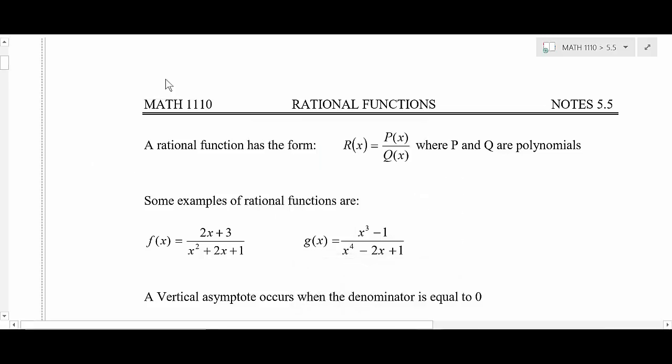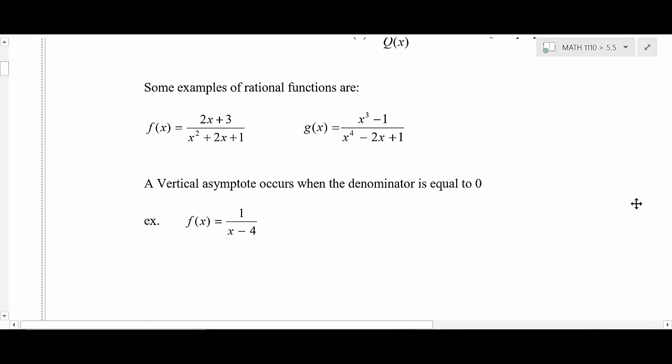So in 5.5, what we're going to do is graph rational functions. In 5.4 that we did last class, we didn't do that. We just kind of talked about the preliminary stuff. So I'm going to run through that today. Some of this at the beginning is just going to be some review.